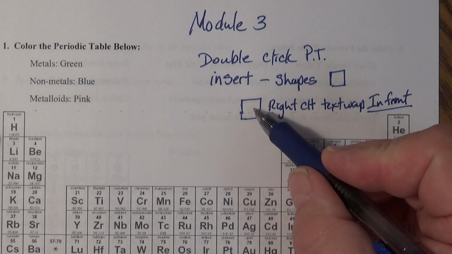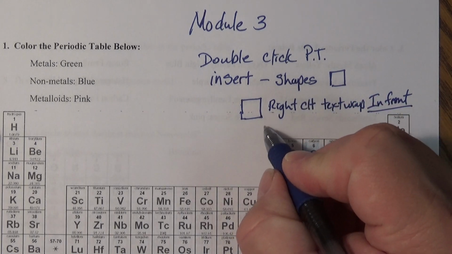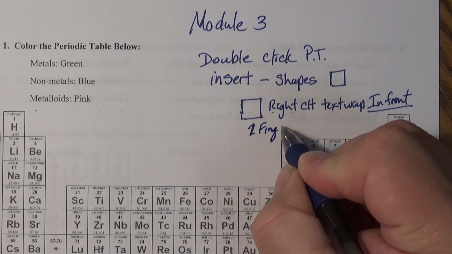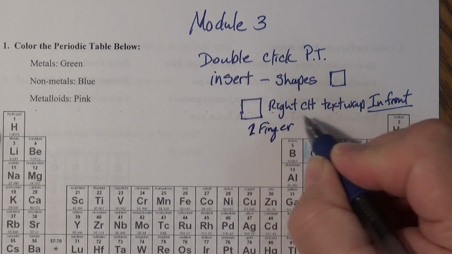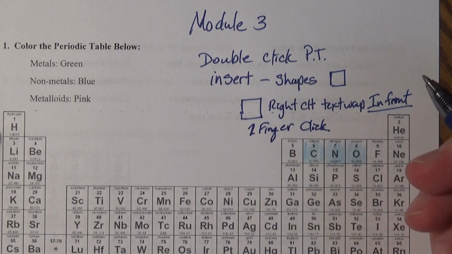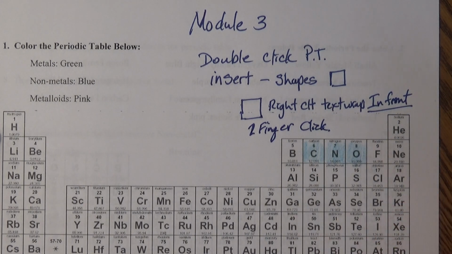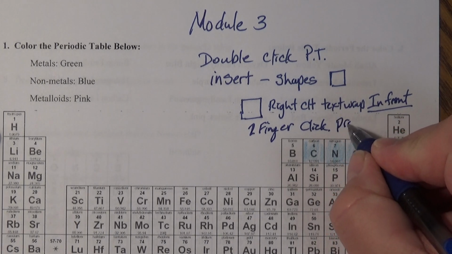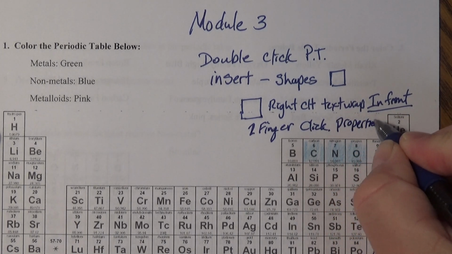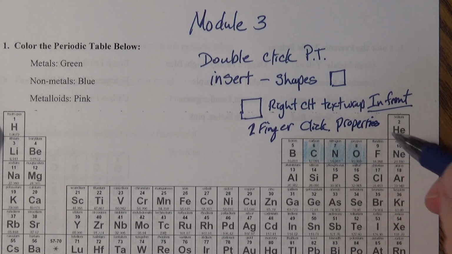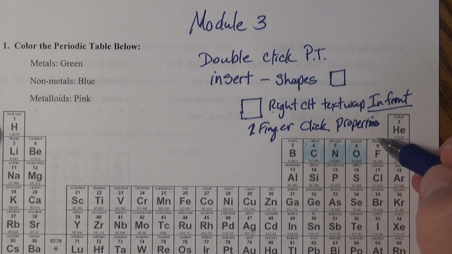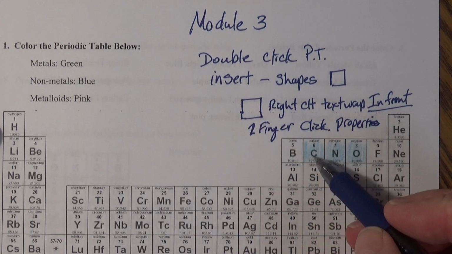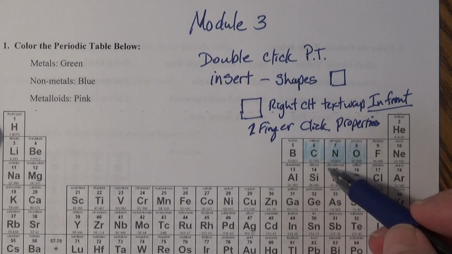Next thing you do is make this thing kind of semi see-through. So if you do a two finger click, that's on your MacBook. If you've got a regular PC, it'll be a left click, and you want to go to the properties. Okay, if you go to the properties, you can change it so that it's transparent, and you can change it to blue, whatever shade of blue you want. That way when you drag that box on top of there, it'll be blue and you can see through it.